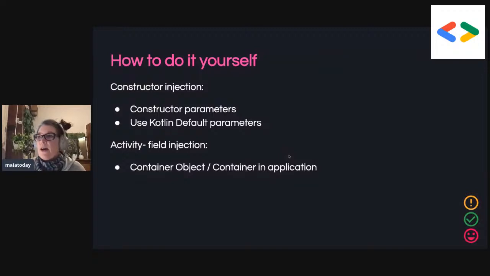Okay, so I can implement patterns. Let me code it up. What I do is I use constructor injection. And since I'm using Kotlin, I can use constructor parameters and default parameters. So the default parameters would be the default implementation of what I want for the repositories. And then if I need to insert mocks in test, I can instantiate the objects and just insert mocks where I need to. Okay, now for the activity, field injection. I can't insert anything in the constructor of the activity.